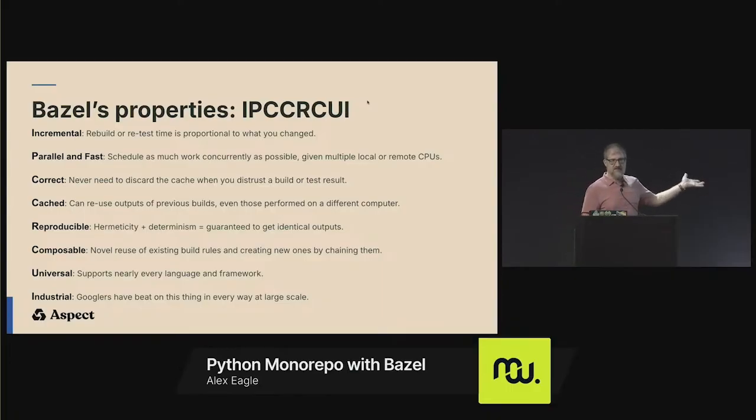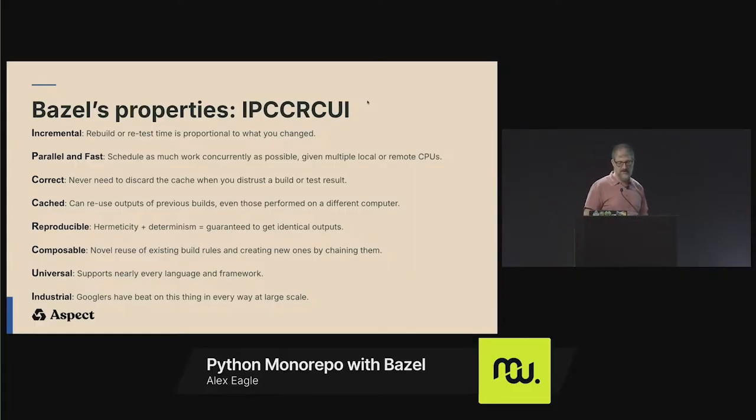There's a lot of reasons that Bazel is very popular today in Silicon Valley among a lot of the big tech companies, not only because they have ex-Googlers working there, but because it gives you a lot of fantastic properties about your repo. And I know that this is a long list of properties, so I've helpfully given you this acronym that you can remember, IPCR-CUI. So if you just keep that in the back of your mind, that will help you remember incremental, parallel, correct, cached, et cetera.